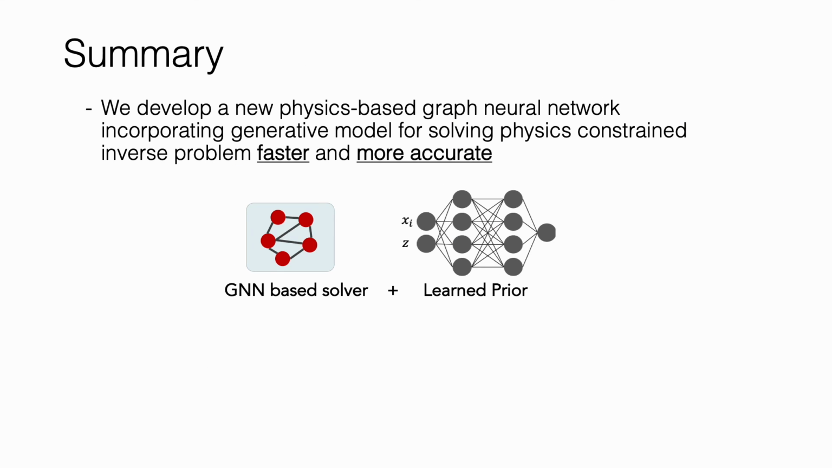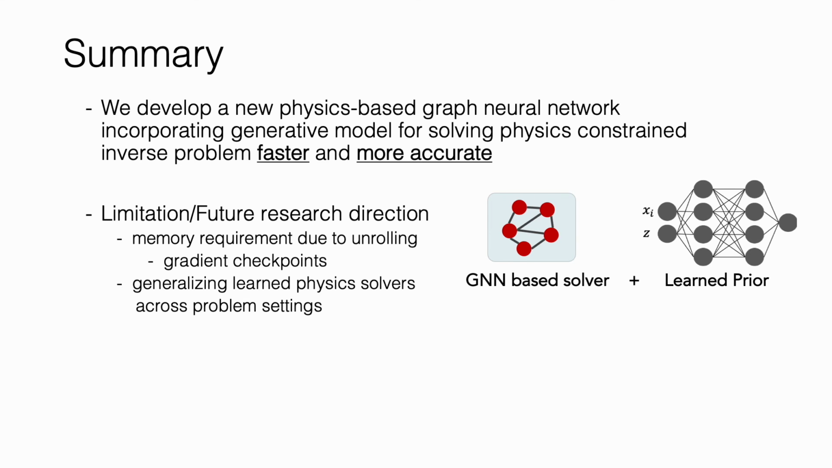To summarize, we developed a new physics-based graph neural network incorporating a generative model for solving physics-constrained inverse problems faster and more accurately. Some limitations of the current approach and future research directions include leveraging gradient checkpointing to address the memory requirement during the unrolling. Generalizing learned physics solvers across problem settings is also a promising research direction for future work.